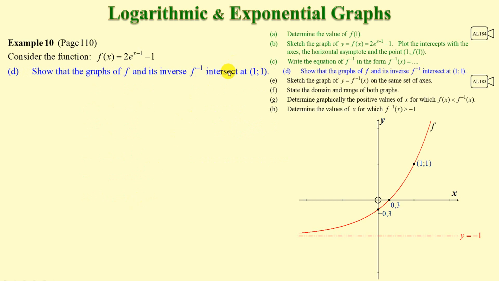To show that two graphs intersect at a point, all we have to do is show that they both pass through that point. If they both pass through that point, they must intersect. We already know that f of x passes through that point because we've just used it in the graph. There it is. So all we have to show is the inverse function passes through that point.